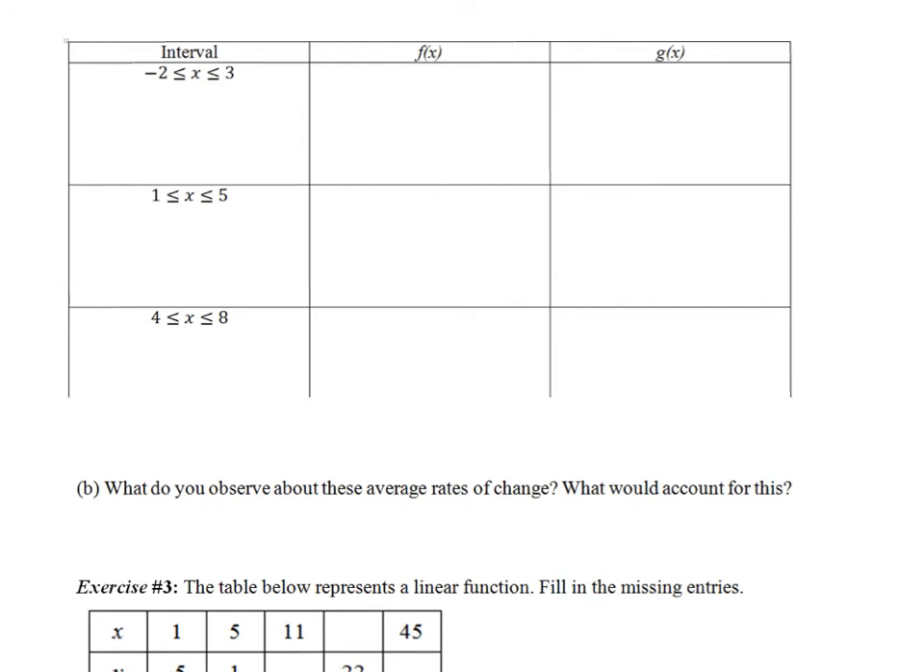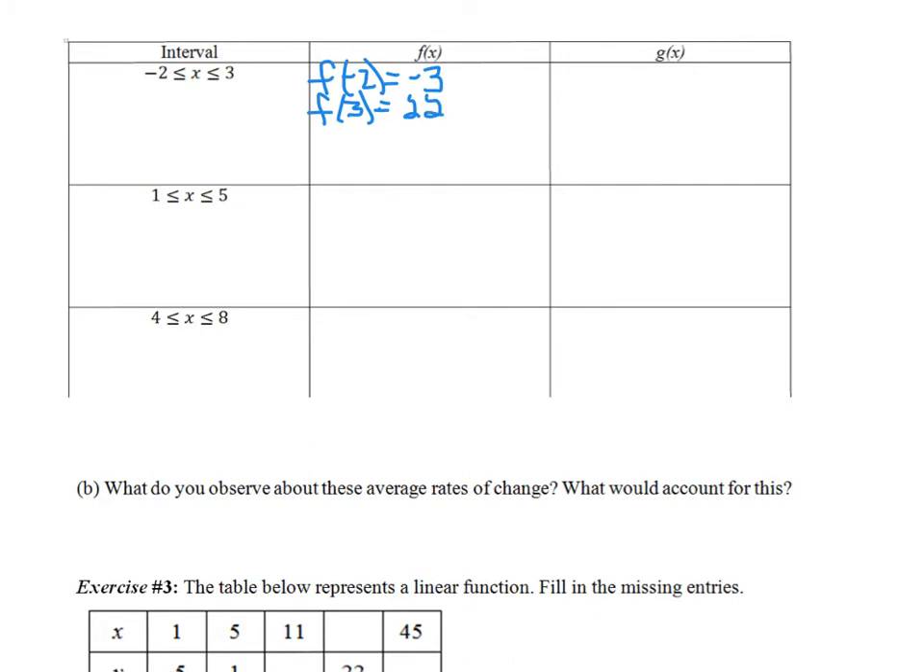So together, let's do the interval from -2 to 3. Let's start with the function f(x), which is f(x) = 5x + 7. We first need to calculate the function value at -2 as well as the function value at 3. At -2, the function says let's do 5 times the input. So 5 times -2 is -10. -10 plus 7 is -3. The function value at 3: 5 times 3 is 15. 15 plus 7 is equal to 22.